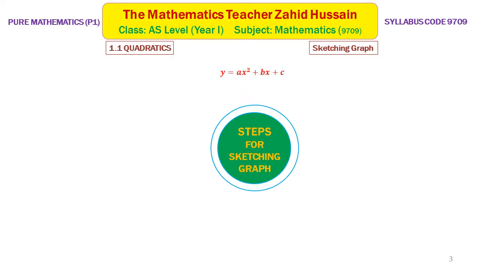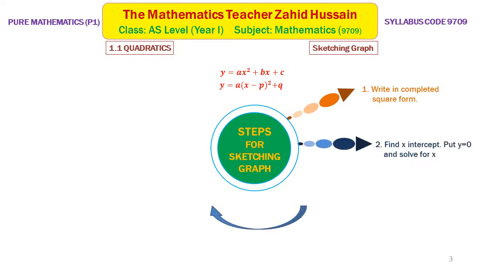If you are asked to sketch the graph of this quadratic function ax squared plus bx plus c, the steps involved in sketching the graph are, instead of completing the table, we will find some information from the completed square form to sketch the graph. What are the steps? The first step is that we will write the given expression in completed square form if it is not written in completed square form, like this.